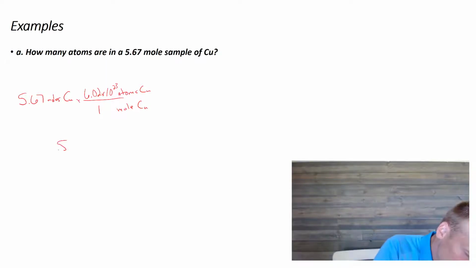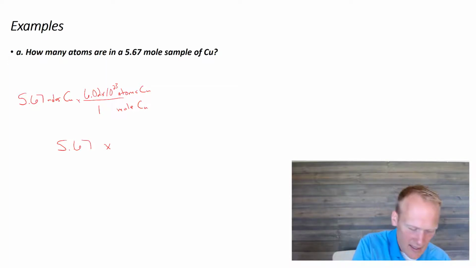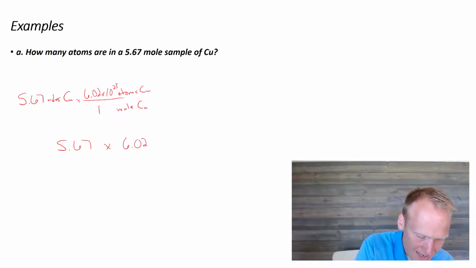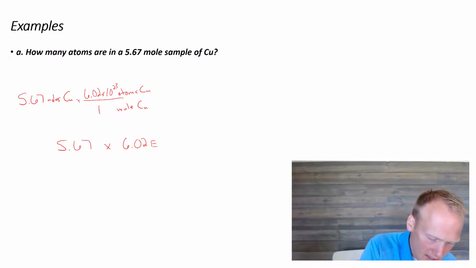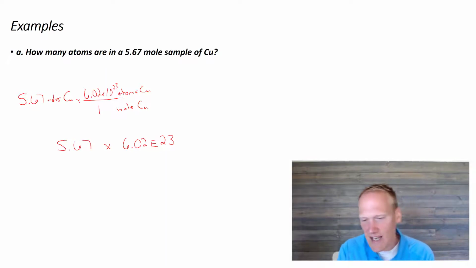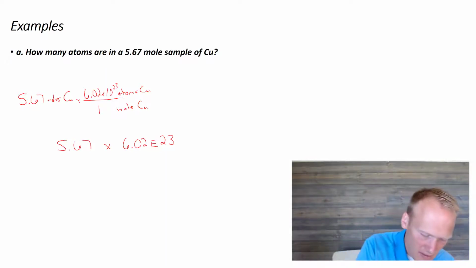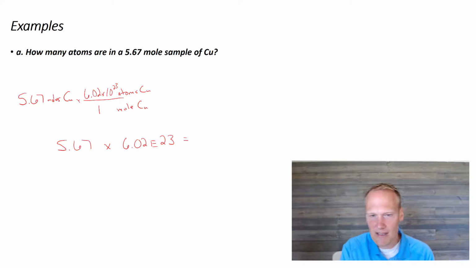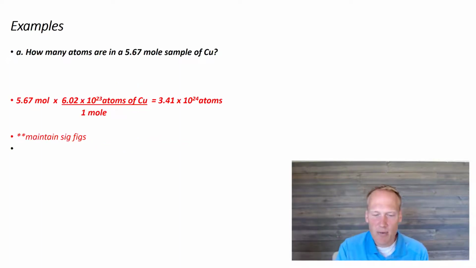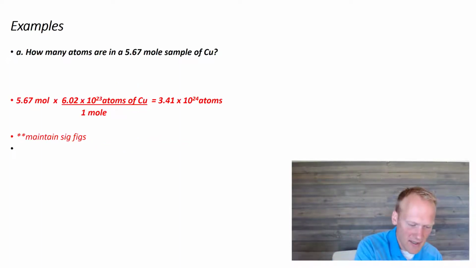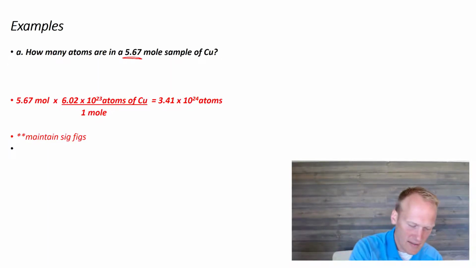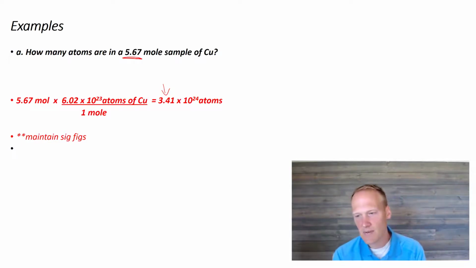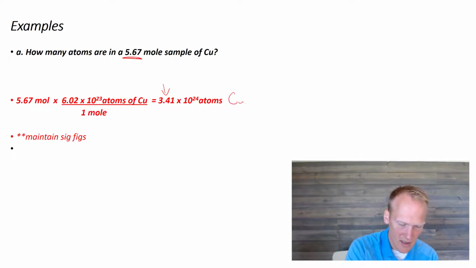If you were going to enter this into your calculator, this is how I would do it. I'd do 5.67 times 6.02, and then I'd hit the EE button. Remember, we talked about that. EE button, and then I put the exponent, and that tells the calculator that you're in scientific notation, and that should give you the correct answer. You can see that we've set this up correctly, and we also maintain sig figs. The sig figs are going to be based on the given. The given has 3 sig figs, and our answer has 3 sig figs, and that would be atoms of copper.